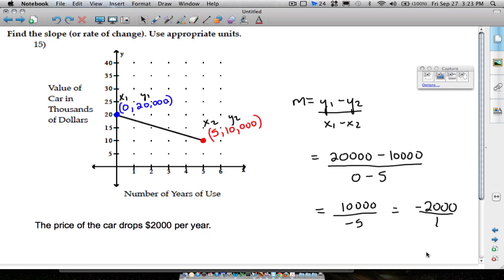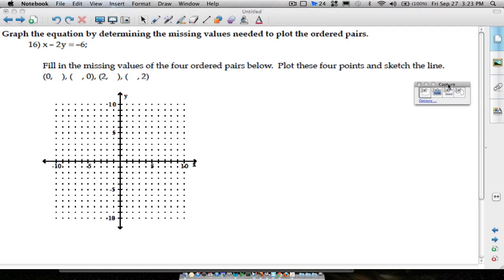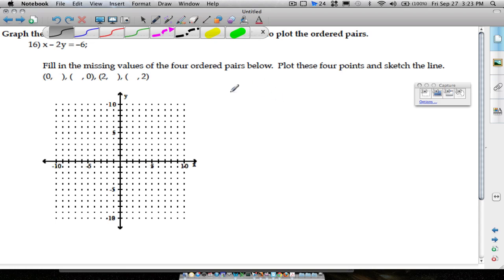All right, number 16. Graph the equation by determining the missing values needed to plot the ordered pairs. So we want to fill in the missing values, and then we want to plot them and sketch the line. Here's our equation, x minus 2y equals negative 6. And since we have some missing values, I'm going to make a t-chart.